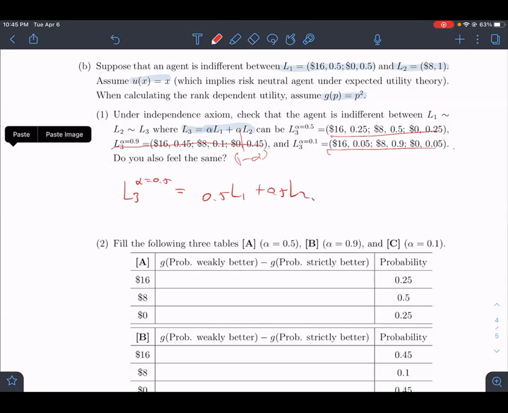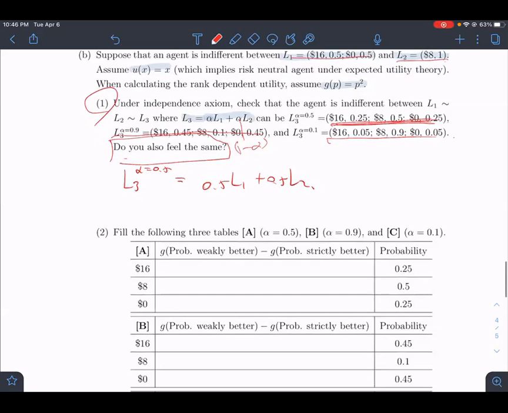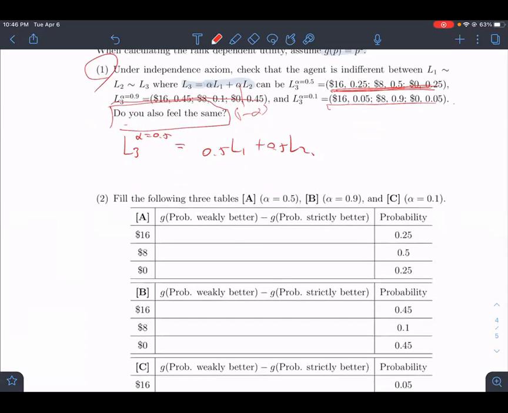There's actually no question in this sub question 1. You need to check. It should be correct because I did it myself. Do you feel the same? I leave the answer for you. Do you really think that this lottery is indifferent to L1 and this lottery is indifferent to L2? If you say yes, then you're closer to expected utility. If not, then you are closer to behavioral ideas like rank dependent utility. Nothing right or wrong. So let me skip the first question. We don't need to solve anything.